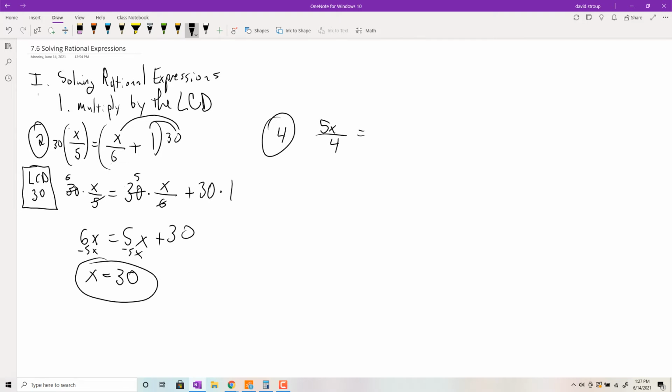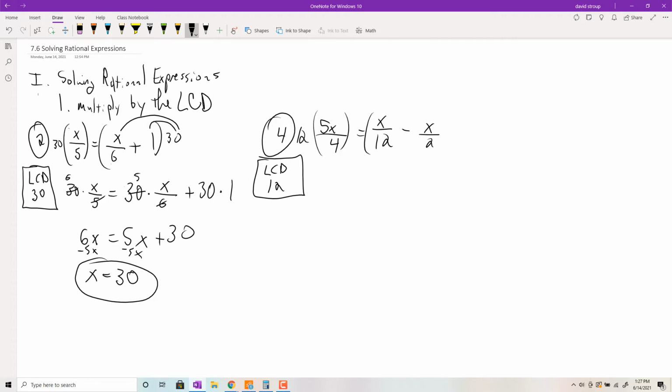Okay, let's look at another one. 5x over 4 equals x over 12 minus x over 2. Again, the first thing I'm going to do is identify the LCD of all these fractions. There's more than one thing you can multiply by. You can multiply by 24. 4 will divide into it, 12 will divide into it, 2 will also divide into it. But you want the smallest number that's divisible by 4, 12, and 2, and 12 fits the bill. And again, if I was going to add these things up, that would be the least common denominator.